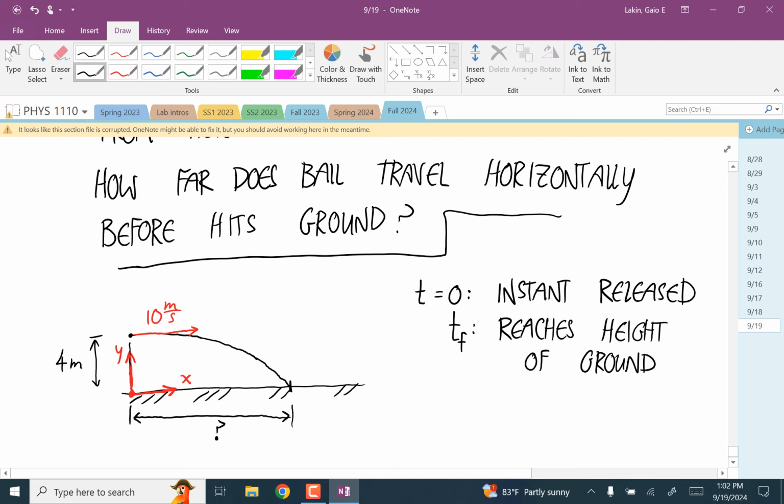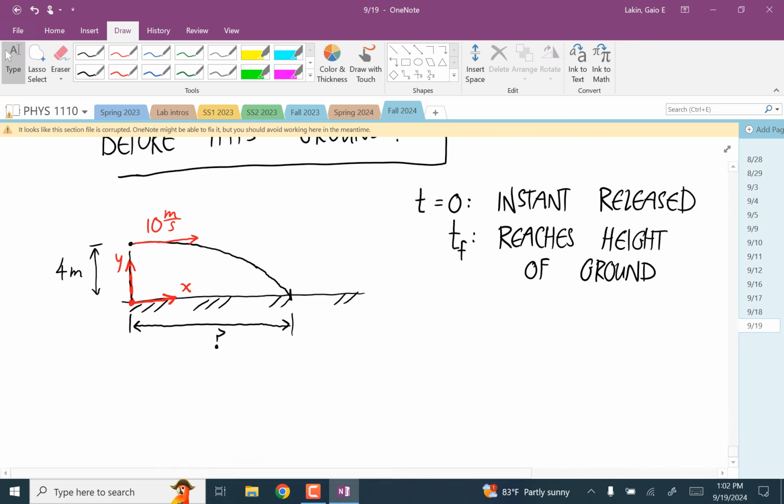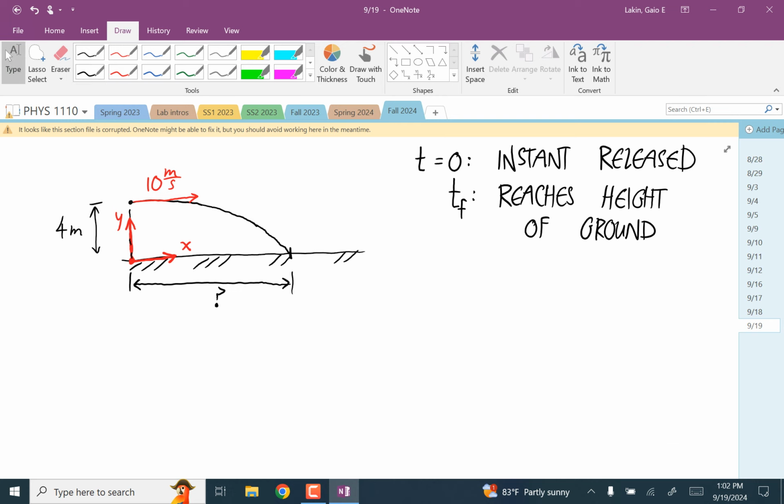And the nice thing about always putting the origin of the coordinate system on the ground is that when the ball reaches the height of the ground, that's saying that the y position is 0. All right, so we made those choices, and now we're going to figure out what variables we know and what variables we want.